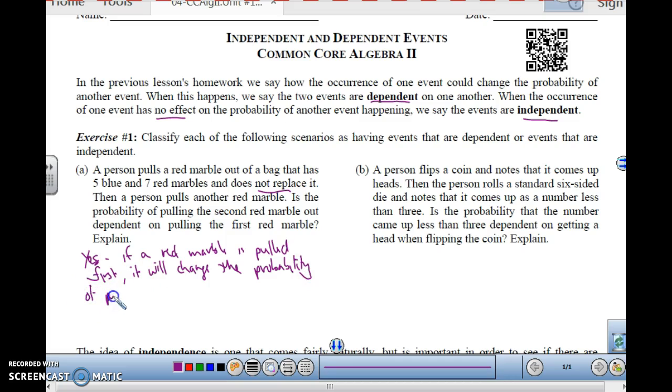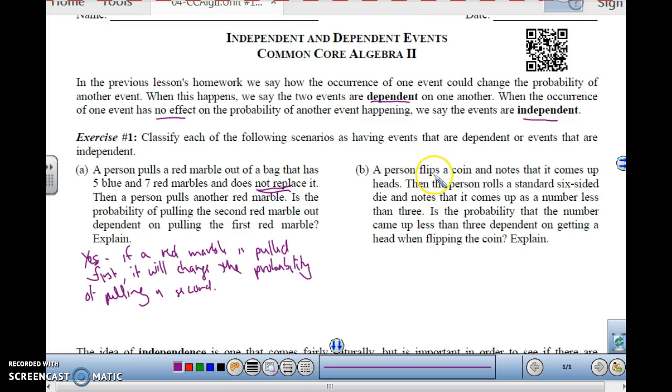So, for example, if you are pulling a red marble on the first try, there's a 7 out of 12. But if you get a red marble, there's not 7 red marbles anymore. There would only be 6. So the probability will be affected. So the one pull does affect the other because you did not replace it. If you had put the marble back in, the probability wouldn't have been affected.